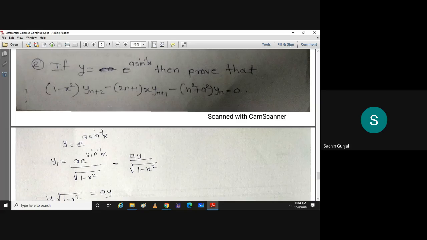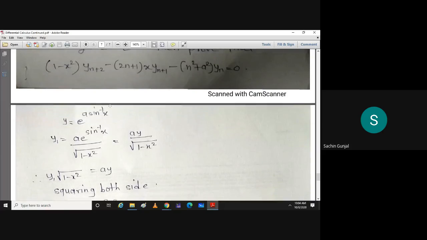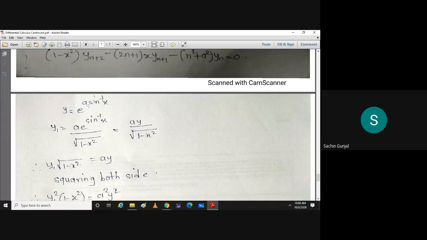Please respond. Is that fine? Yes, sir. So let us go to the solution. y is e raised to a sine inverse x. Take the first derivative. The derivative of e raised to a sine inverse x is e raised to a sine inverse x into the derivative of a sine inverse x, which is a upon under root 1 minus x square.